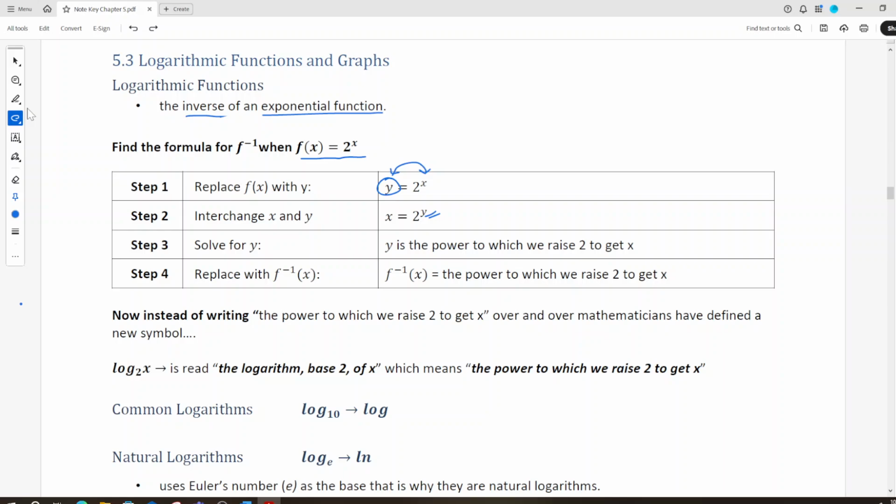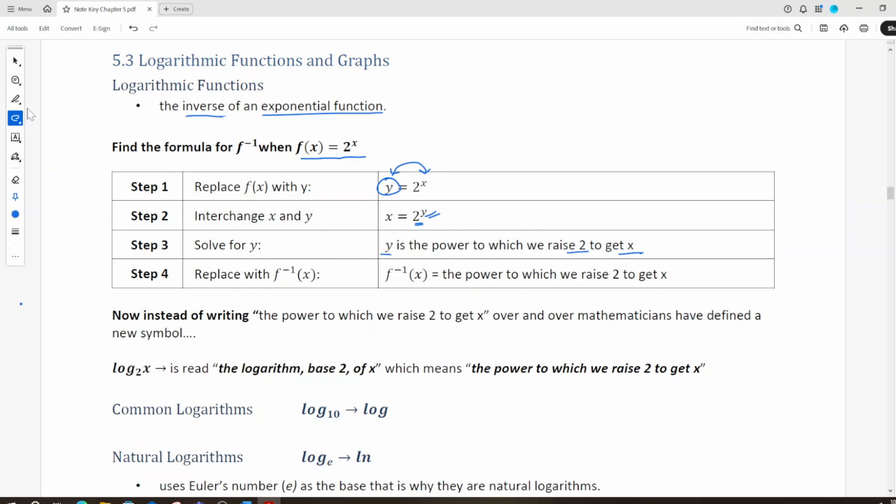So instead, we're going to use a sentence. We're going to say, okay, well, y is the power to which we raise 2 to get x, right? So x is 2 to the y, so y is the power that you're raising 2 to get that value of x. And we'd say the inverse, like f to the negative 1 of x, so the inverse function is the power to which we raise 2 to get x. But that's awkward. We would never say that.